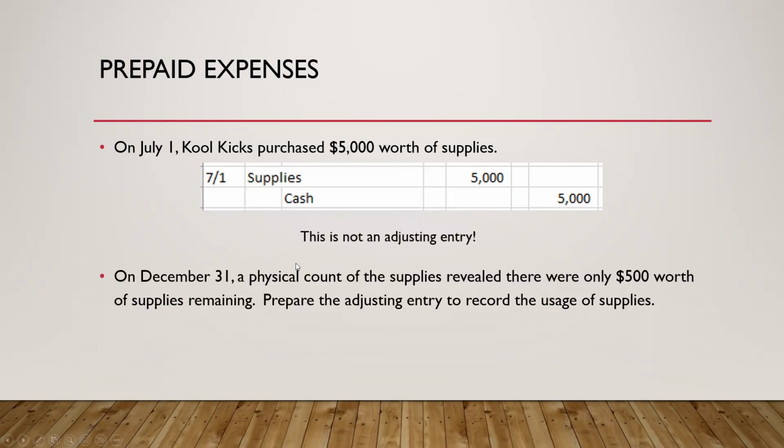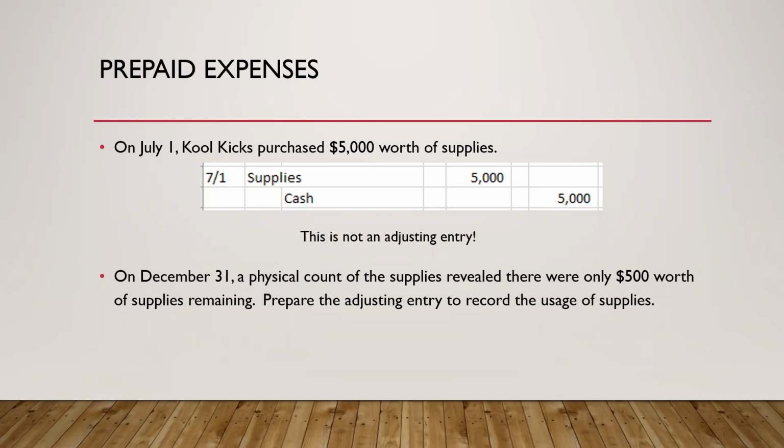Let's speed up time and let's get to the end of the period. And now it's December 31st, and we're ready to prepare our financial statements. And we do a physical count of the supplies. We actually go into the closet and count how much we have left in supplies. And we determined that there were only $500 worth of supplies remaining. So we need to do the adjusting entry to record the usage of supply.